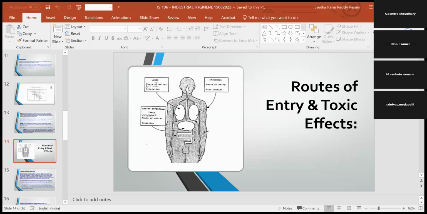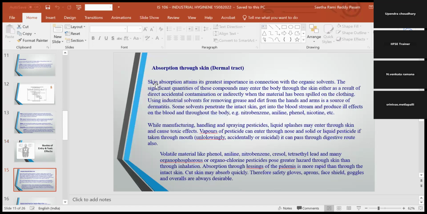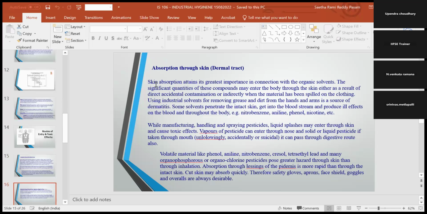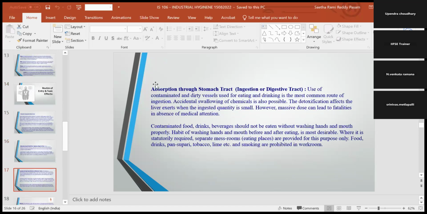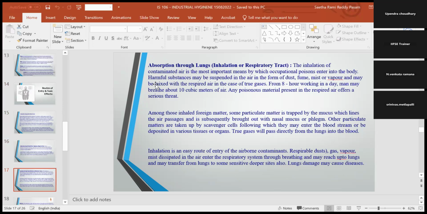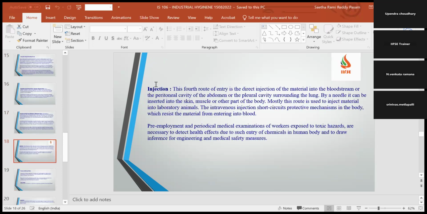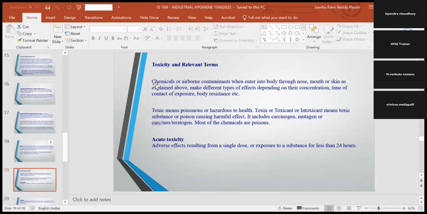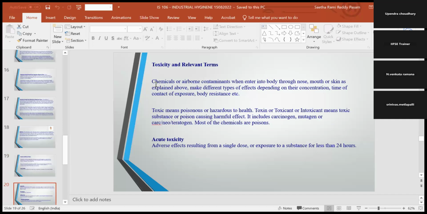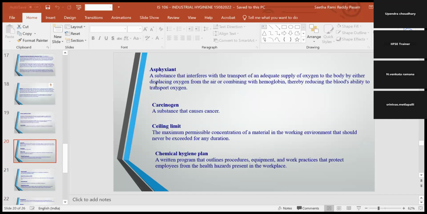Then we'll see the different routes of entry of toxics into our body. We have discussed this topic in various situations. Majorly there are absorption, through the lungs, respiration which is inhalation, and then injection. Then we'll talk about toxicity and relevant terms: acute toxicity, asphyxiants, and what is meant by carcinogens.